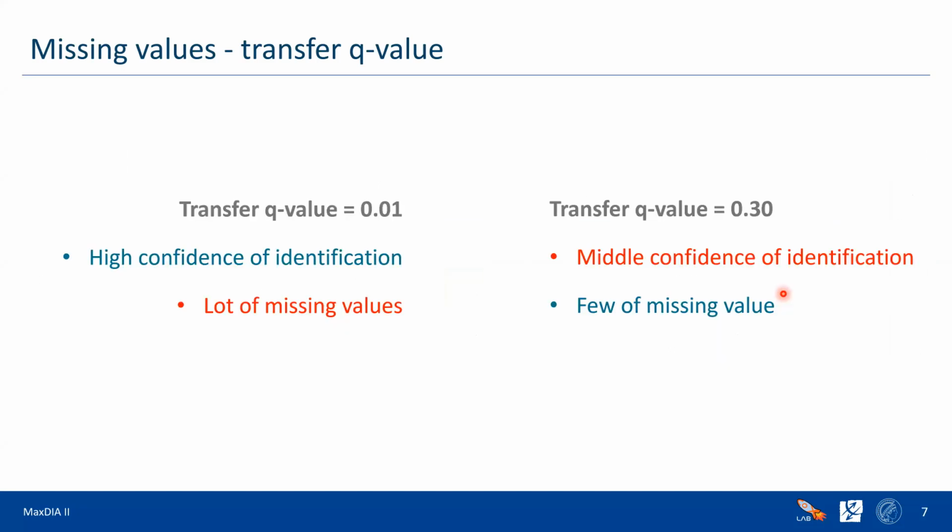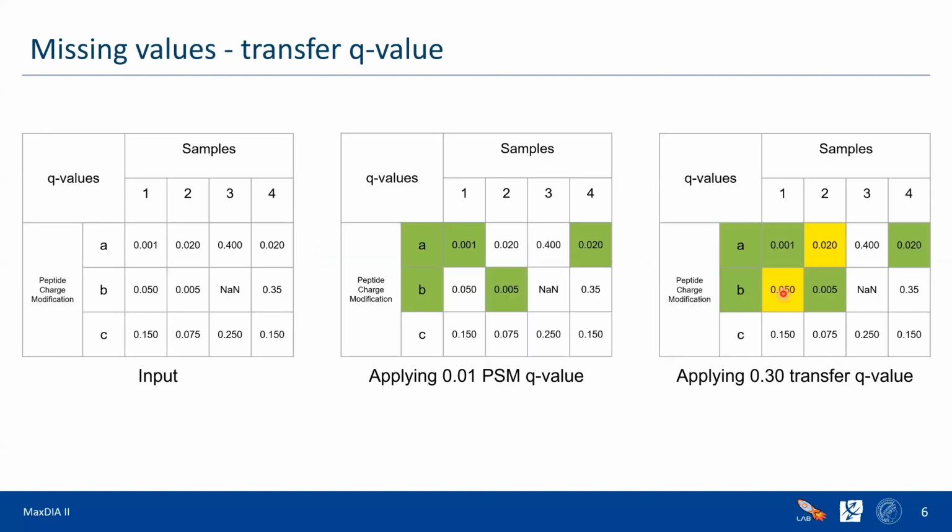But from another point of view, why did I say Q-value 0.3? Why not? But you can imagine, if you're using transfer Q-value 0.01, nothing will change. It's going to be the same Q-value, PSM Q-value and transfer Q-value are going to be the same, and it's going to get exactly the same results as described here.